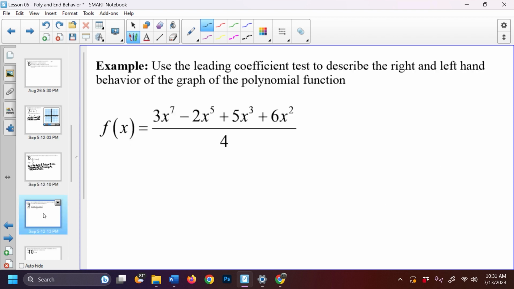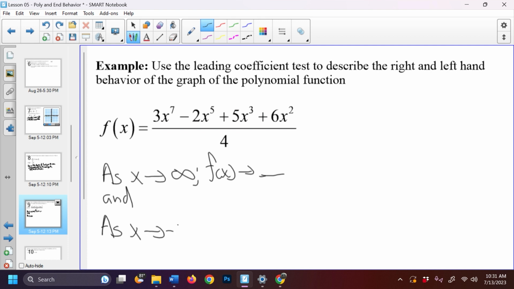All right. Use the leading coefficient test to describe the left and right hand behavior of the polynomial functions. So here's what we're going to do. We're going to have a general setup for all of these questions in the practice work. And what we'll do is we will say as x goes to positive infinity, f of x goes to blank, and we're going to have to fill in that blank. And as x goes to negative infinity, f of x goes to blank. And we have to fill both of those in.